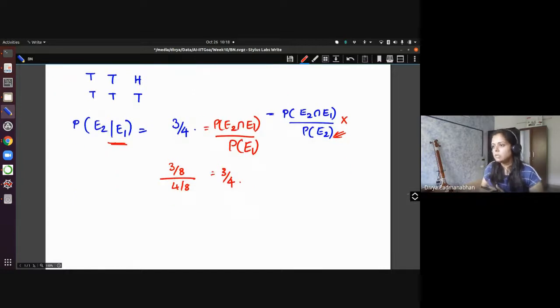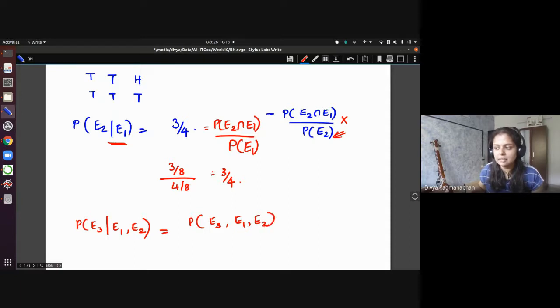Now, more generally, if you have a collection of events, let's say you have an event like this, E3 given E1, E2. The general recipe to compute this is you just take the intersection. When I write something like this with commas, it means an intersection. So this is the same as probability of E3 intersection E1 intersection E2. It's the same thing, I'm just writing it this way. So this is just probability of E3, E1, E2 divided by what?